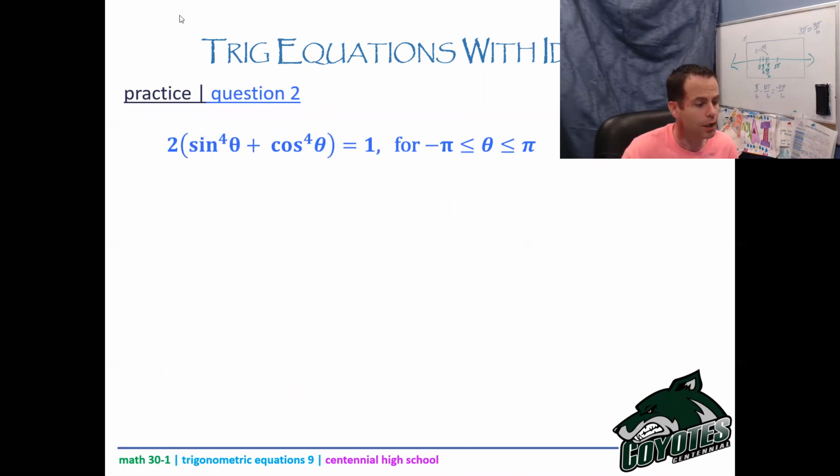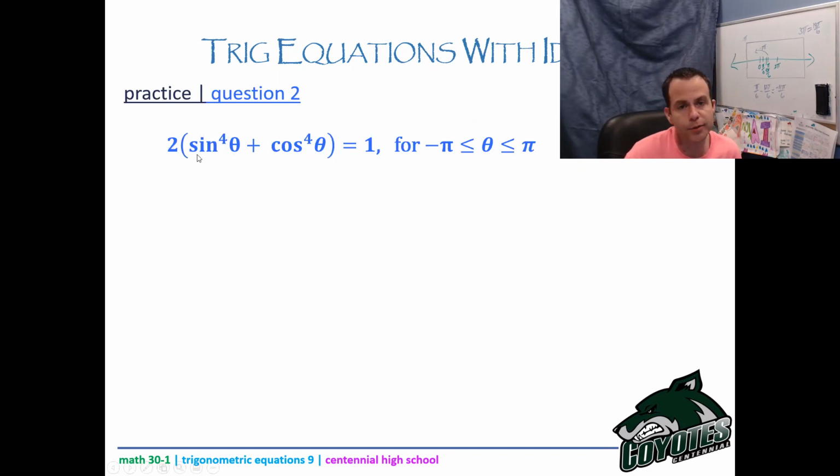I'm going to do practice question 2 with you, which is 2 sine to the 4 theta plus cos to the 4 theta equals 1, and we're going to go from negative pi to pi. This is a mess, but remember, everything with math, there's always beauty in the mess. Okay, so what to do?